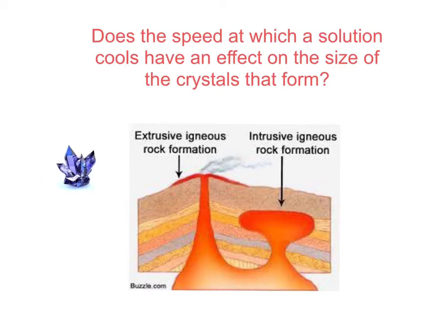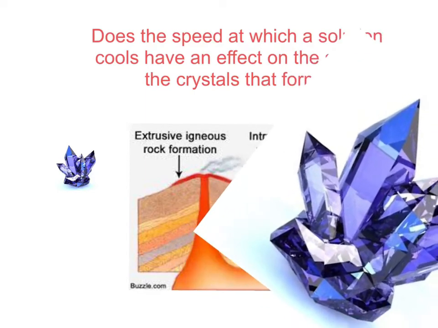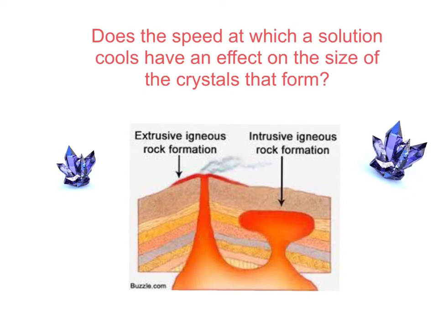However, an intrusive igneous rock is one that cools within the Earth's crust. So we can see that one here. Within the Earth's crust, it's still very, very hot. So these rocks cool very slowly. Now, because they cool so slowly, there's more time for the crystals to form and become really, really big. So that's sort of the science behind the prac that we're doing. So we're doing an investigation to see if this is true.